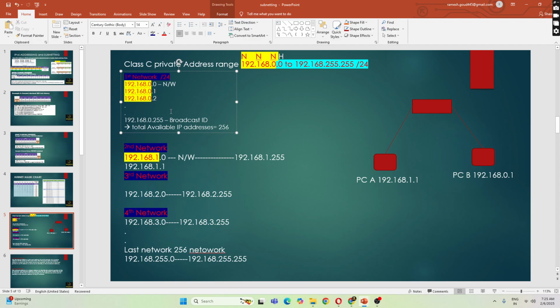If it receives any broadcast packet, it will forward that packet to all the hosts connected to the device, whoever is using these IP addresses, whether one device or two. Suppose you receive a broadcast packet, it will advertise to all the hosts in this range. So the broadcast ID and network ID we cannot use. Did everyone understand the broadcast ID?